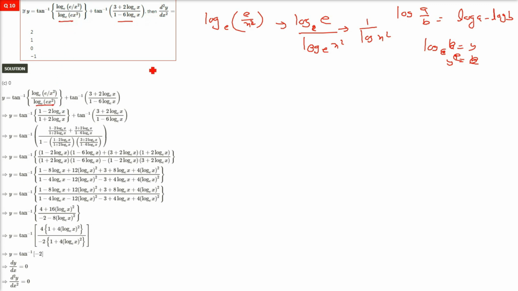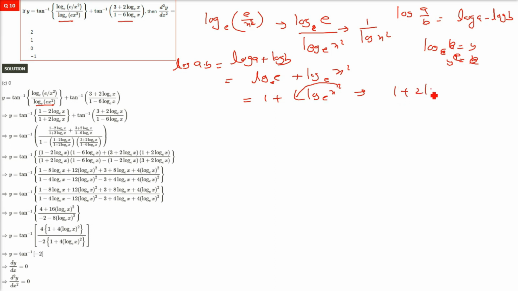So when you have log e into x square, it will be log of a times b, which is log a plus log b. So we can just separate them out. In the first one, log a by b is log a minus log b, and log a into b is log a plus log b. So we have here log e, that is log base e, so you can write it as 1, and log x square, so 2 will come in front. You know, always log x to the power m is m log x, that is, the power always comes in front. So we have 1 plus 2 log x.